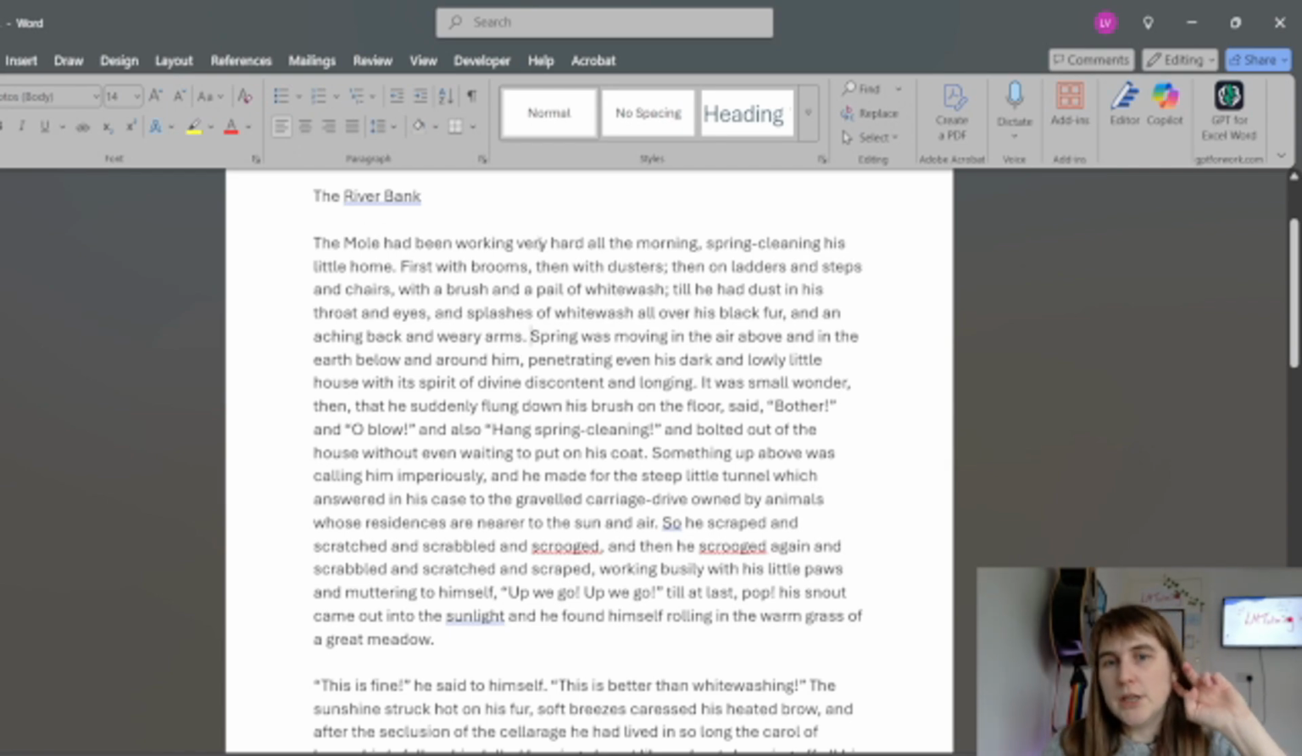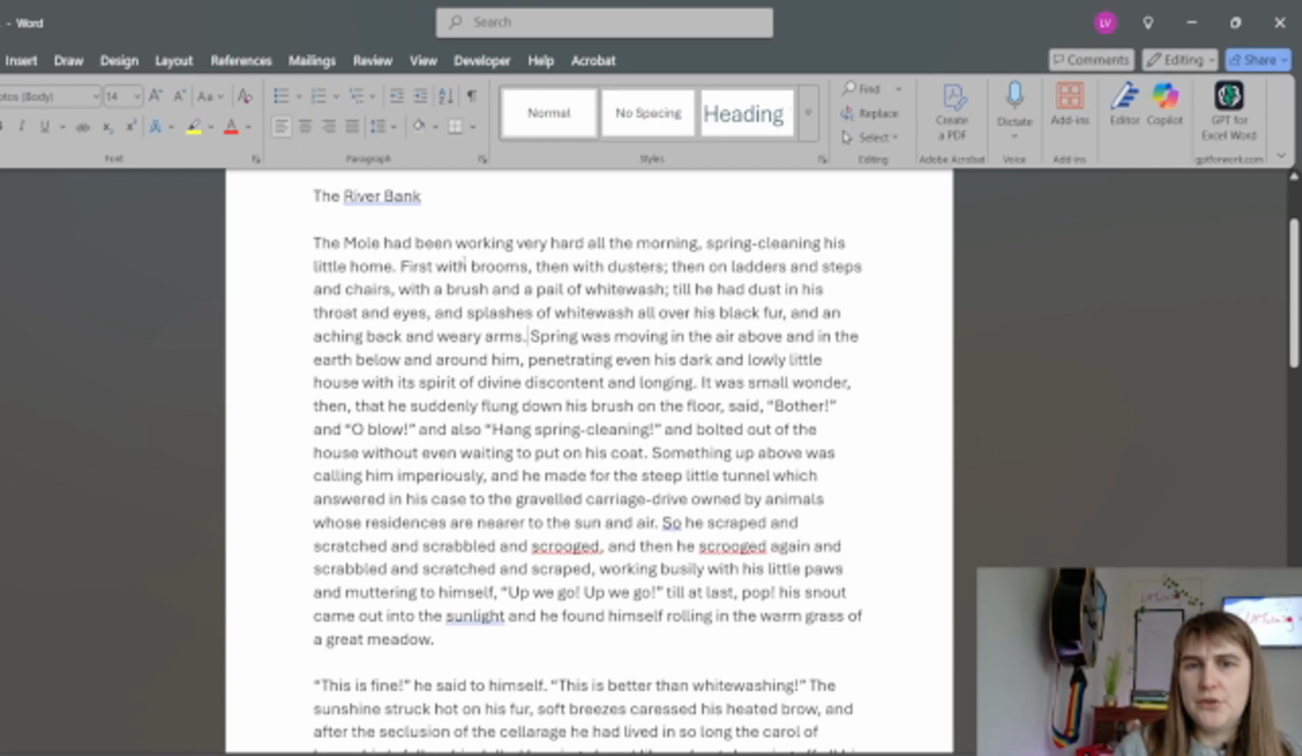So the mole had been working very hard all the morning, spring cleaning his little home, first with brooms, then with dusters, then on ladders and steps and chairs with a brush and a pail of whitewash, till he had dust in his throat and eyes and splashes of whitewash all over his black fur, and an aching back and weary arms.